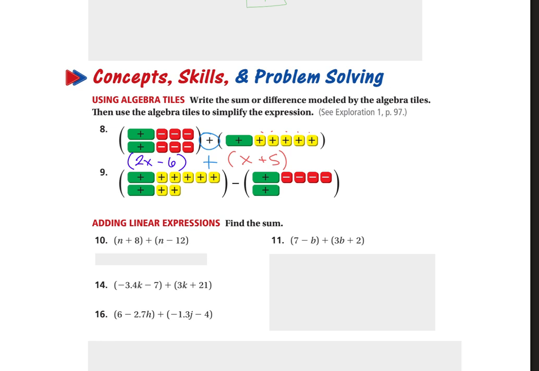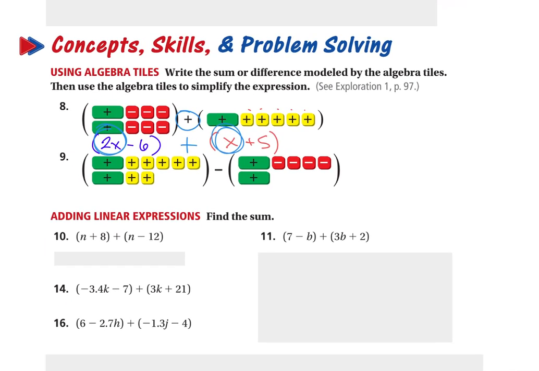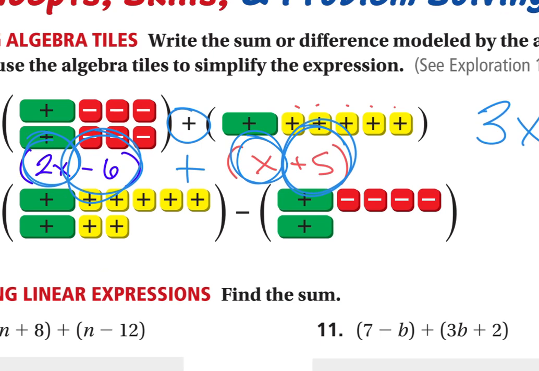One reason why that doesn't really matter is when you are adding, an addition sign is not going to change anything in here. A subtraction sign definitely will change things, but we don't have to worry about that until number 9. Here's what we're going to do. 2x plus x, well, that's 3x. Then -6 plus 5.